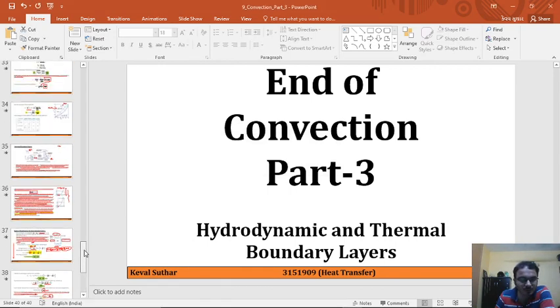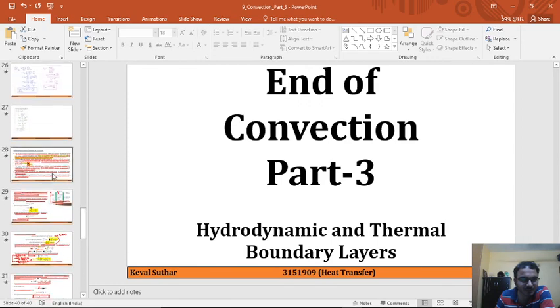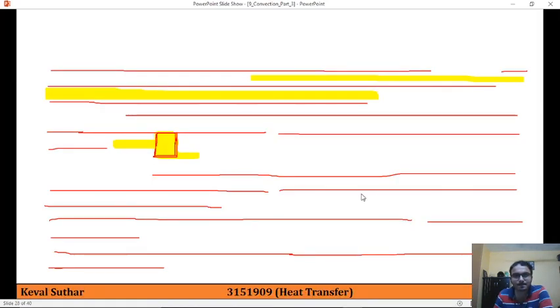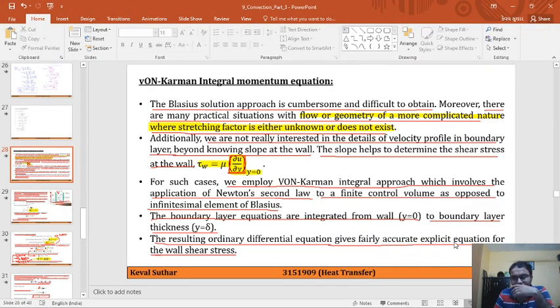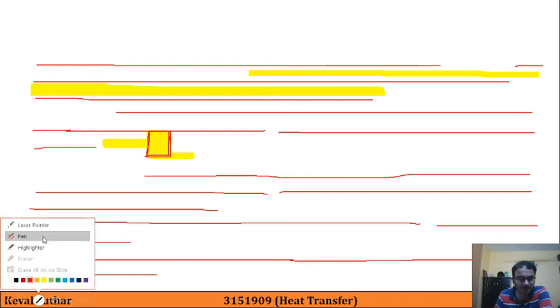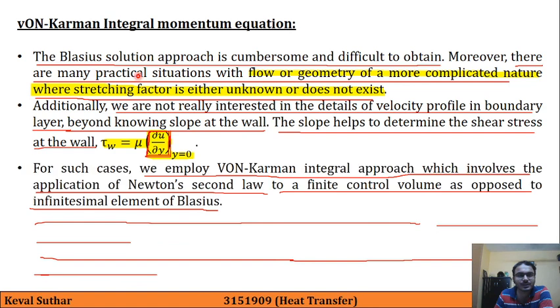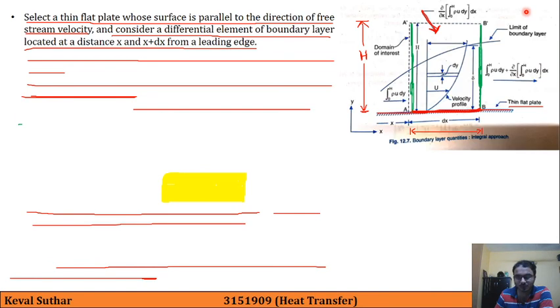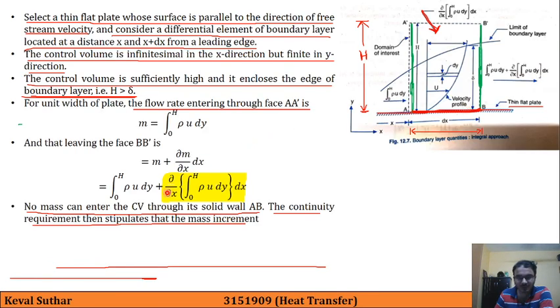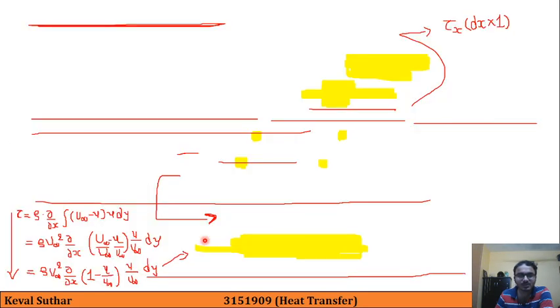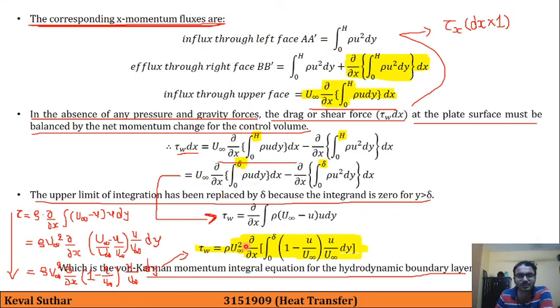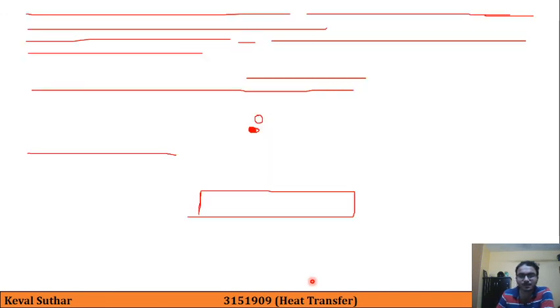So let us quickly go through the topics that we have studied today. Today we started with von Karman integral momentum equation. Here we took a finite control volume and we calculated the mass which was there, incremental mass, and we obtained the value of shear stress. This is the von Karman integral equation.